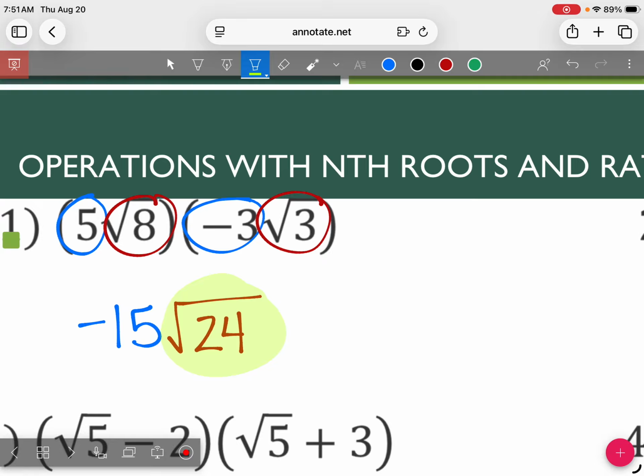All right, let me see what we came up with. How did you simplify it? So you got to show how you got that though. You got to show me how. If you only have the answer, that's not enough.